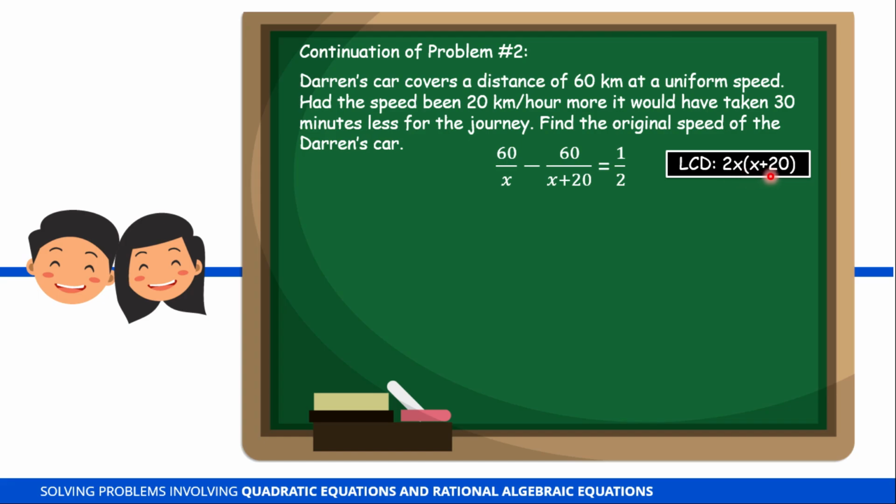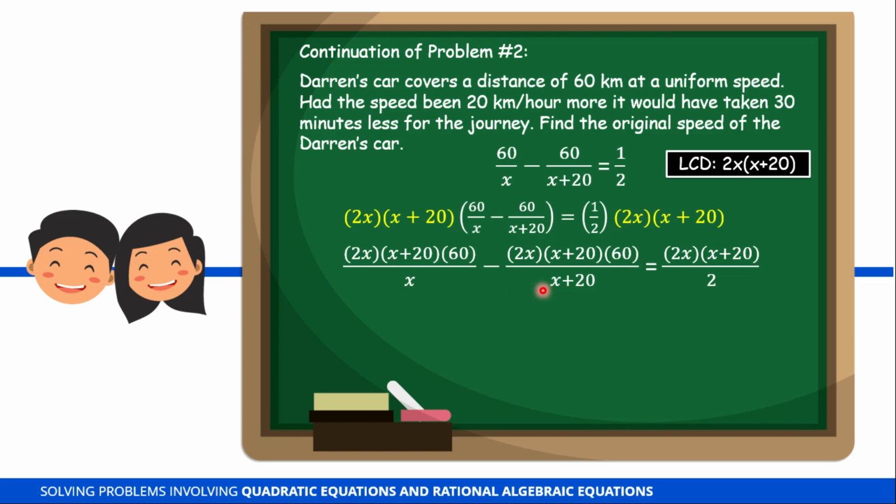And i-multiply natin ang ating LCD sa parehong sides ng ating equation. So, i-multiply lamang natin ang ating LCD sa mga numerators. At ito yung ating magiging resulting equation. So, 2x times quantity x plus 20 times 60, all over the denominator x, again, yung ating LCD times 60, lagay natin sa numerator, all over the denominator, kopyahin lang natin x plus 20, is equal to our LCD times 1. So, ilagay natin sa numerator, all over our denominator, which is 2.